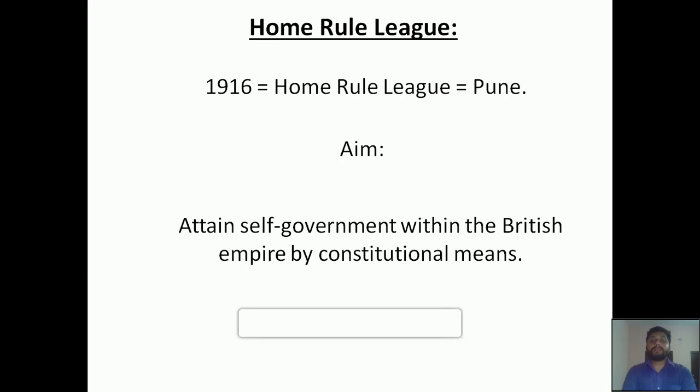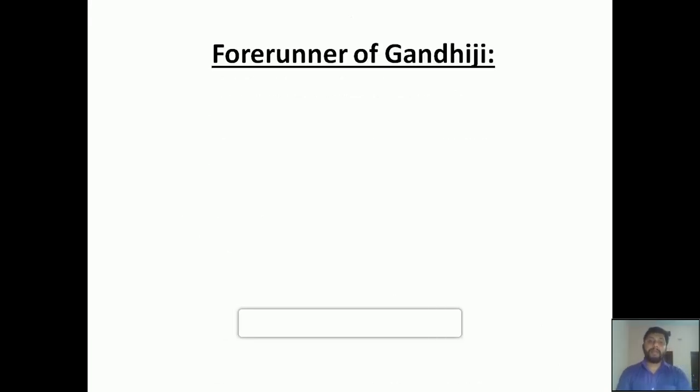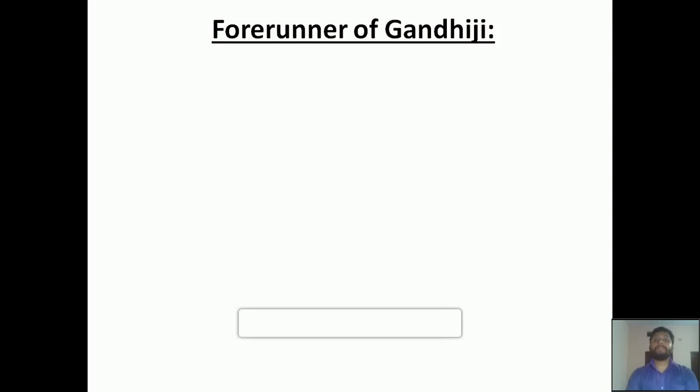Now let's move to the fourth contribution of Bal Gangadhar Tilak. He is known as the forerunner of Gandhiji. Forerunner means a person who came into Indian politics before Gandhiji, but who had the same ideology as Mahatma Gandhi. Let's see the key features, or the similarities, between Bal Gangadhar Tilak and Gandhiji.